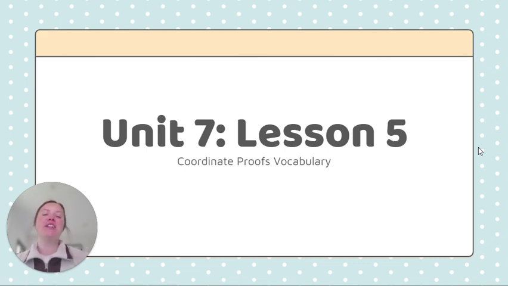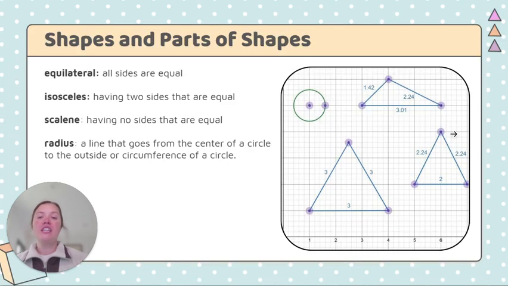This time we are going to be working in Unit 7, Lesson 5, discussing coordinate proofs. Last unit we talked about proofs, and those are more formal proofs. This time we're using the knowledge that we have gained so far to prove different aspects of shapes in coordinate geometry.